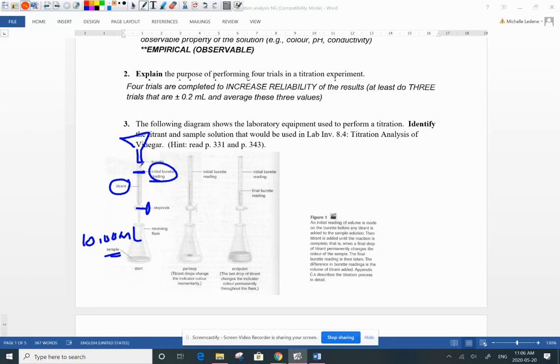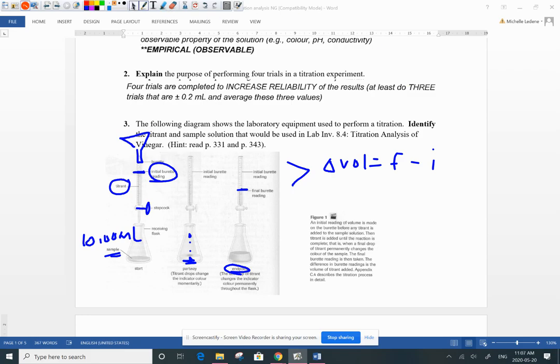So you've got your initial, how much you're starting with, and then over time you're releasing little drops of this titrant, and it reacts with the sample. And then at the end, once we see our endpoint, we see this color change, we know our reaction is done. And then we can find the actual volume that was used. And the volume of the titrant is going to be the final minus the initial.